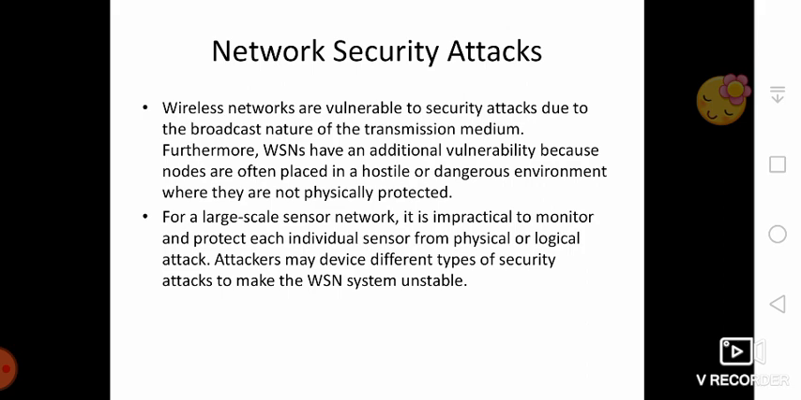Wireless networks are vulnerable to security attacks due to the broadcast nature of the transmission medium. Furthermore, WSNs have an additional vulnerability because nodes are often placed in a hostile or dangerous environment where they are not physically protected. For a large scale sensor network, it is impractical to monitor and protect each individual sensor from physical or logical attack. So attackers may devise different types of security attacks to make the WSN system unstable.